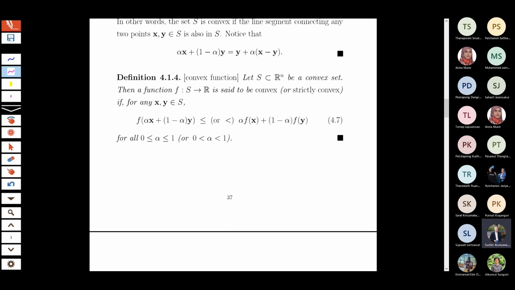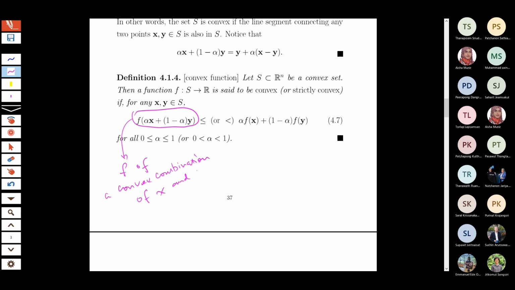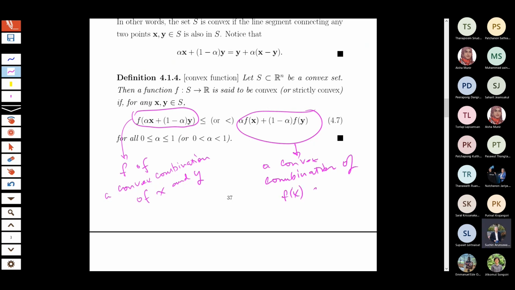So this is f of the convex combination of x and y, whereas this is a convex combination of f(x) and f(y).